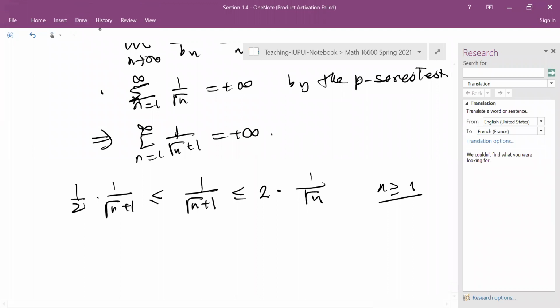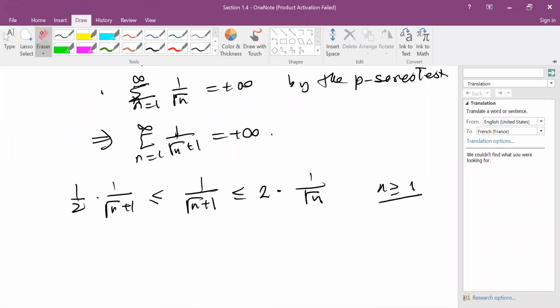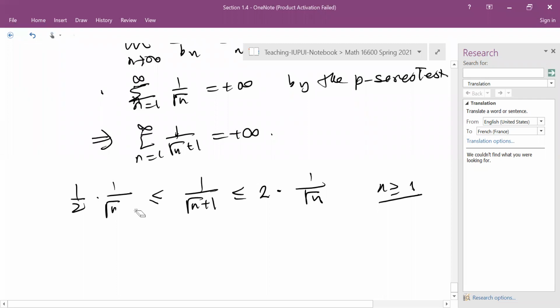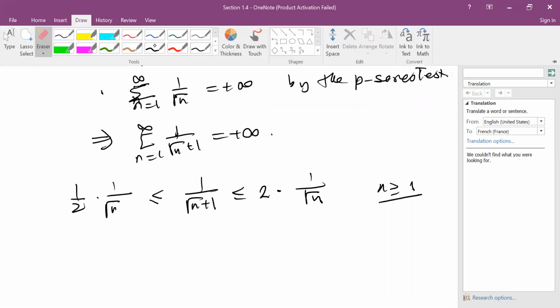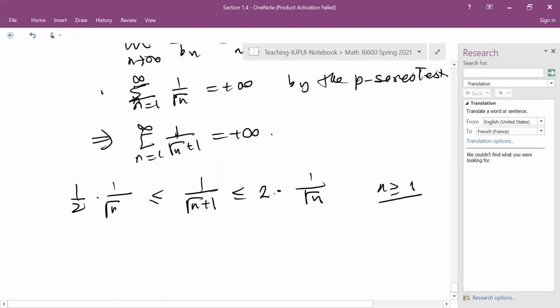Let me erase this. So this is L, and this inequality holds. That's why the limit comparison test is actually a comparison test. Essentially, it's a comparison. You still have to compare those two series.